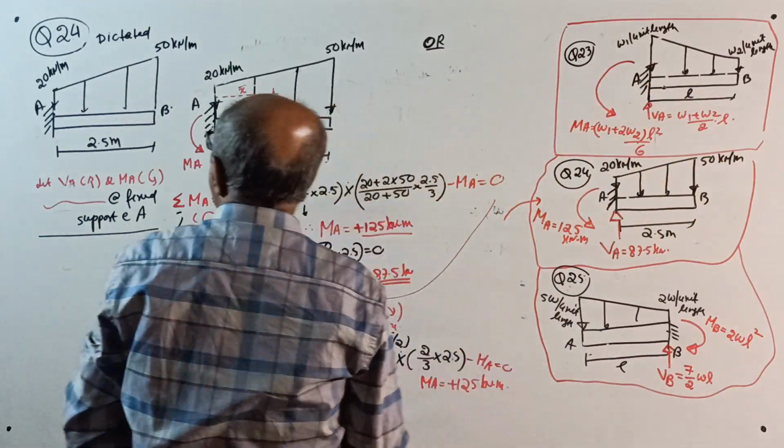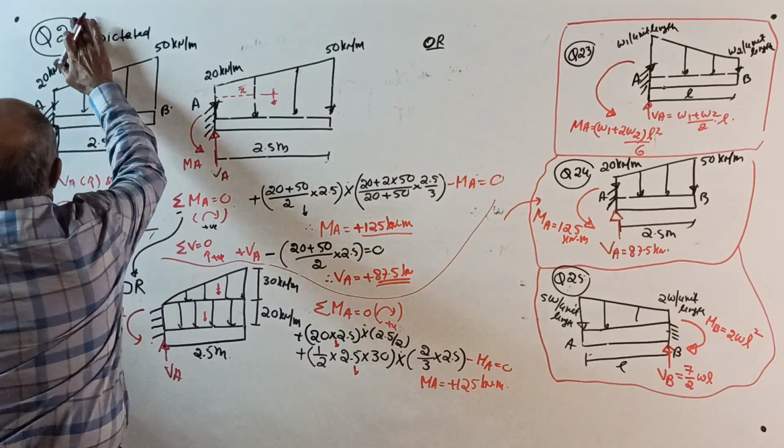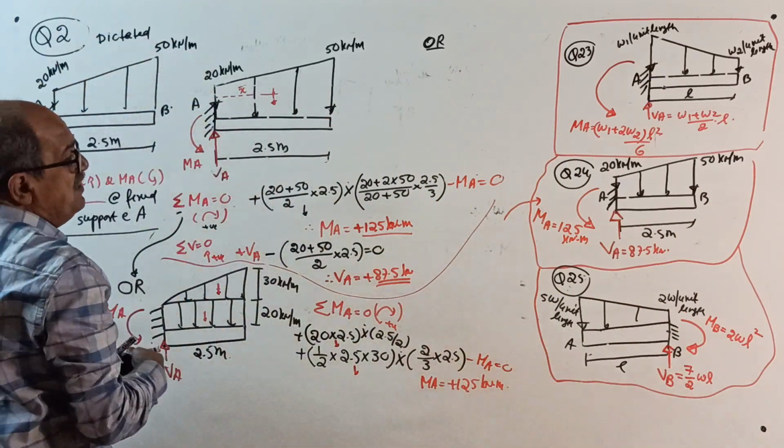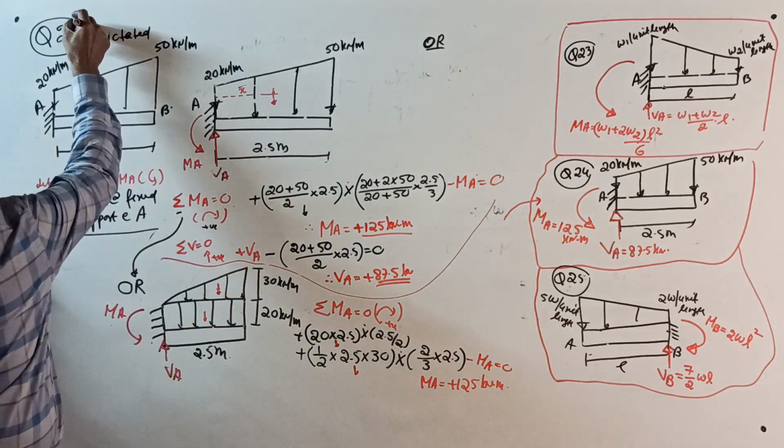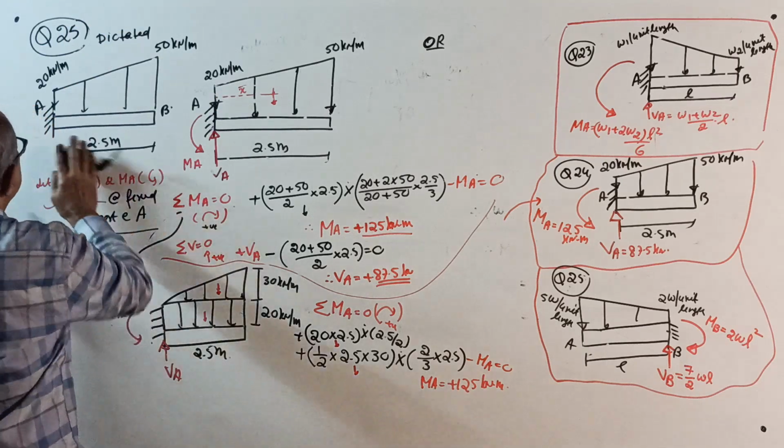Now I will come to question number 25. What I will do is take the fixed end on the right side. See, first of all, nothing is given in the question. Okay, I write the question first.